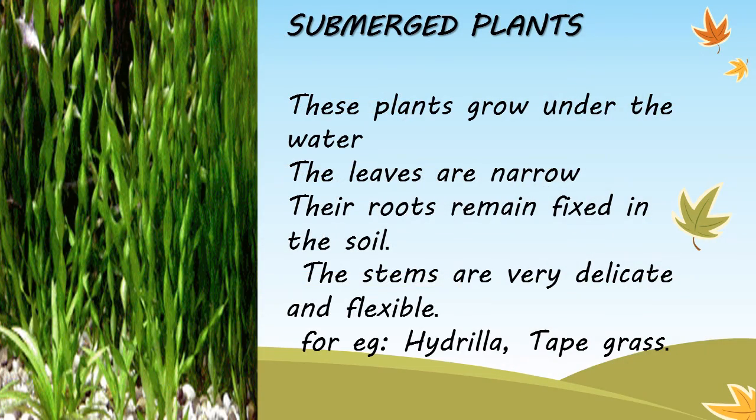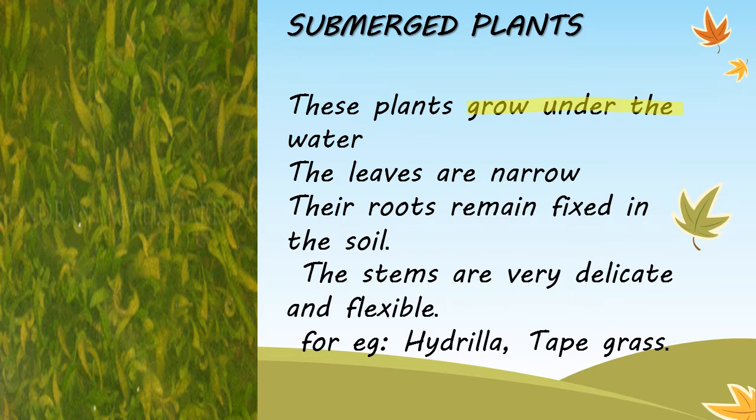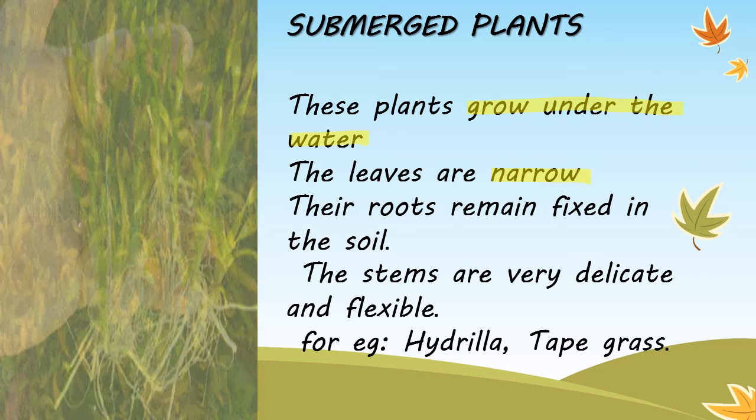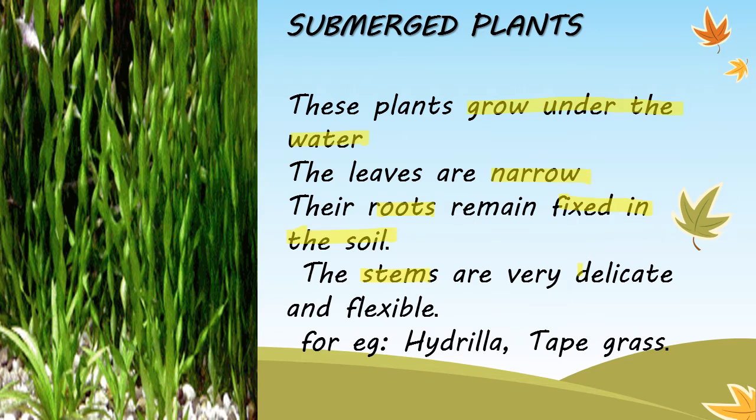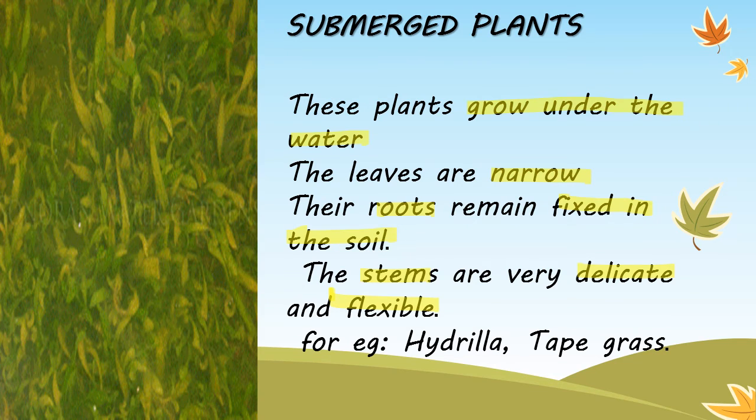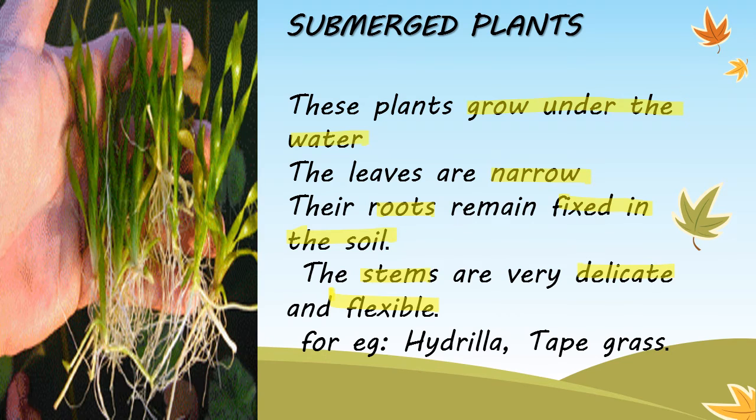Submerged plants. The plants which grow inside the water are called as submerged plants. They have narrow leaves. Their roots are fixed in the soil. Stems of these plants are very soft and flexible. These plants keep the water clean as they remove the carbon dioxide from the water. For example, Hydrilla, tapegrass.